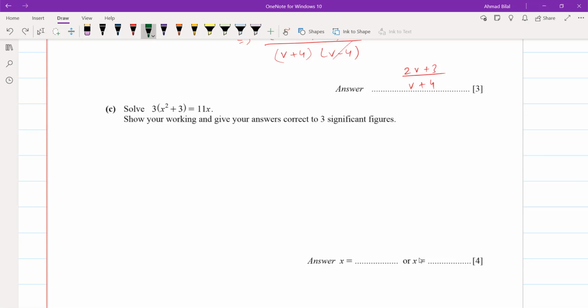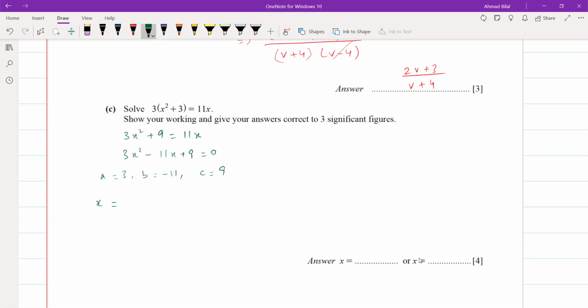So what do we do here? We simplify this. ये हमें आ जाएगा 3x square plus 9 equals 11x. Let's take everything to the left side. We get 3x square minus 11x plus 9 equals 0. Now a is equal to 3, b is equal to minus 11, c is equal to 9. We just apply the quadratic formula.